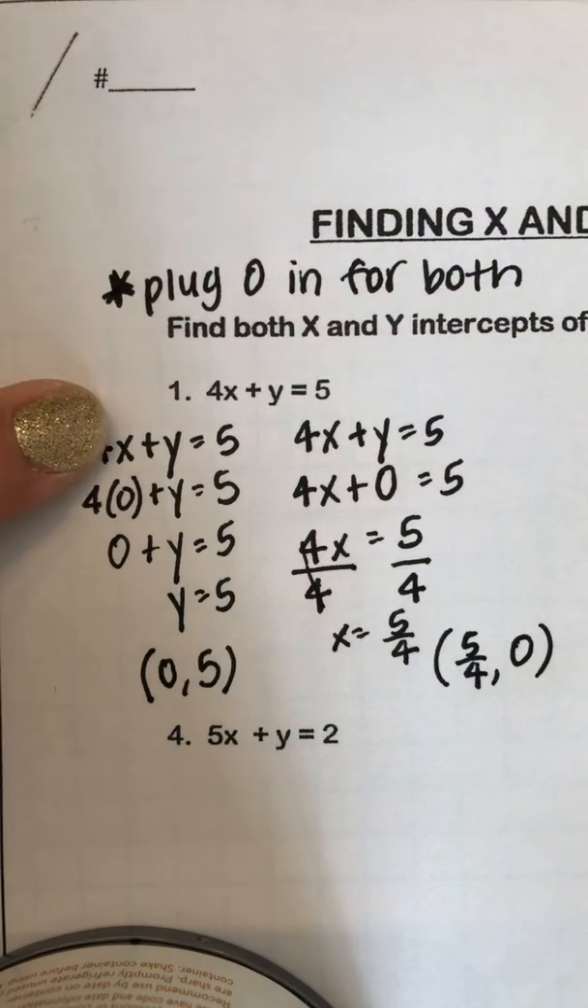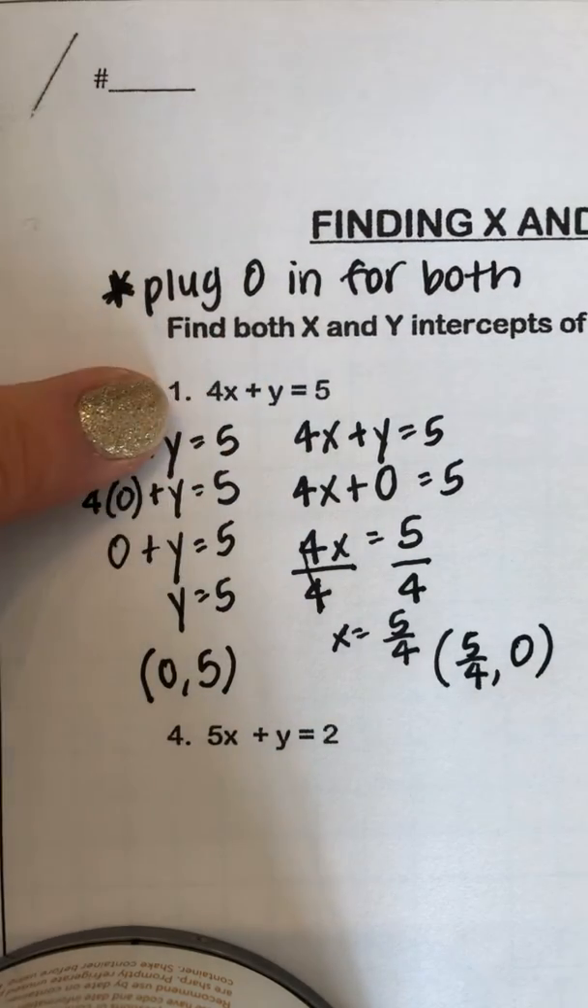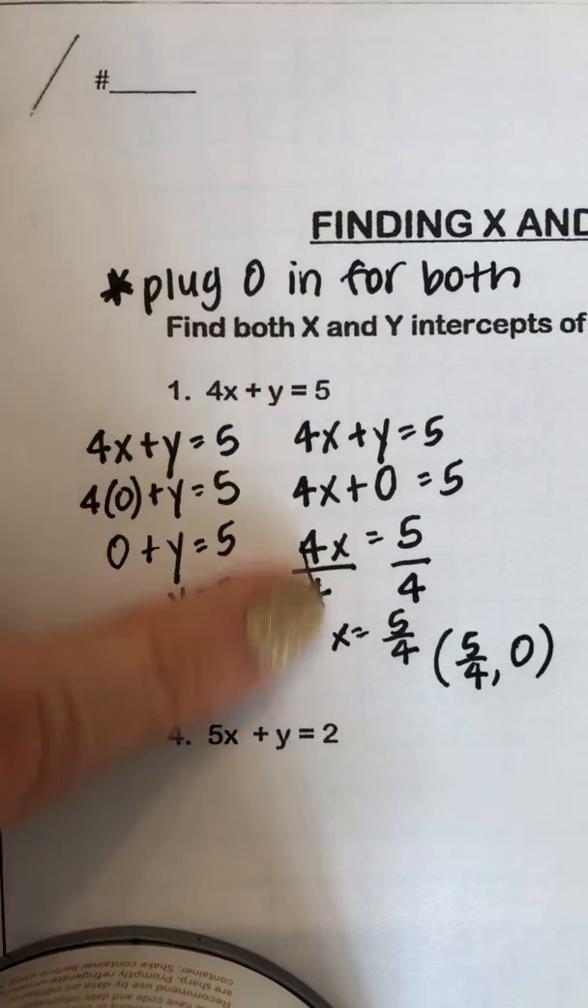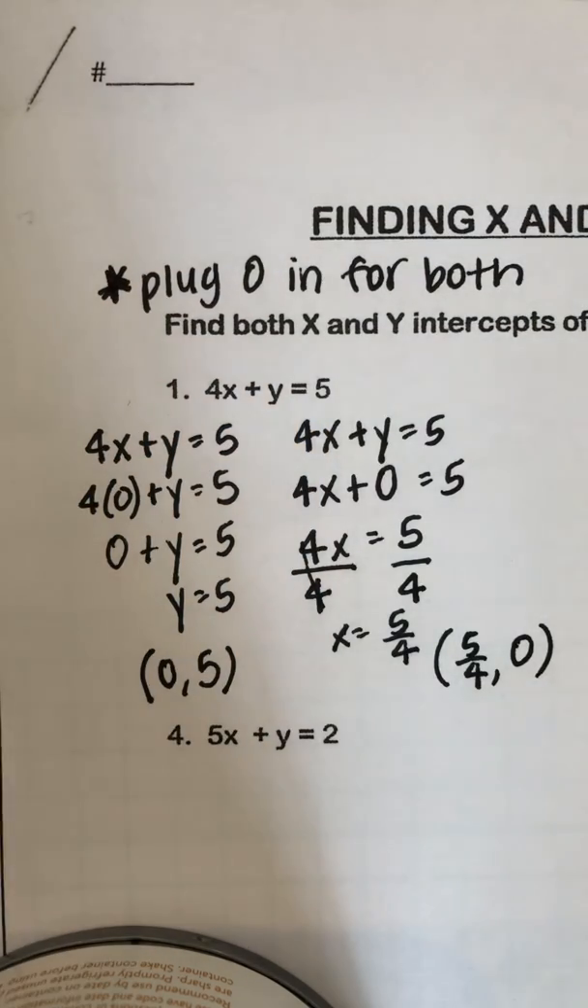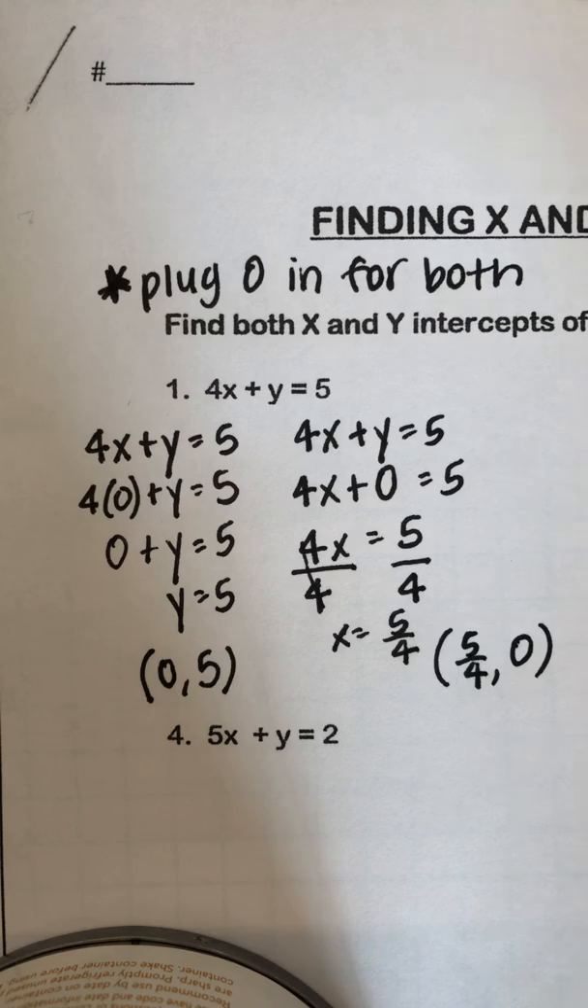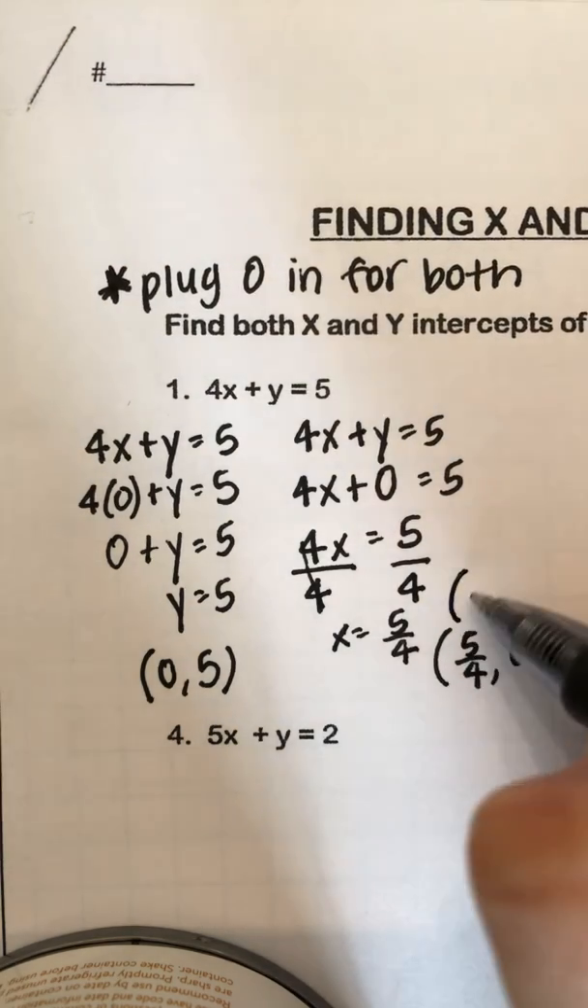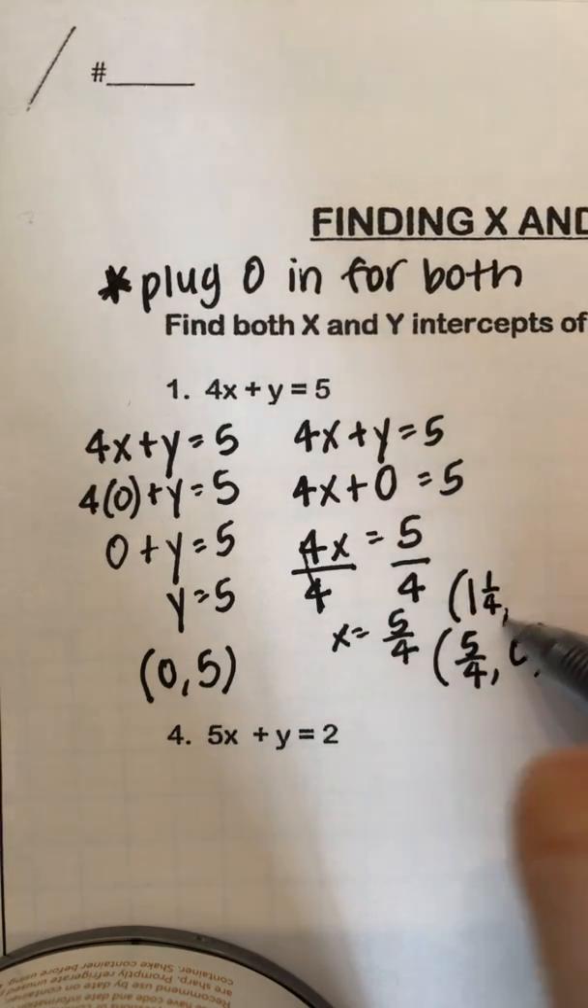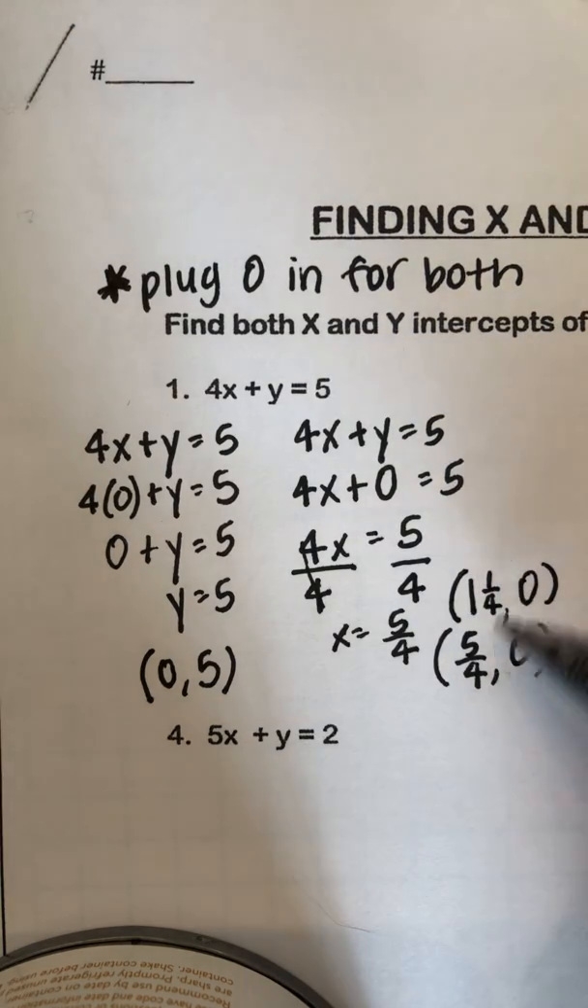You'll do the equation twice. So you'll see I have one column solving for y and one column solving for x. You plug in 0 for the opposite letter, and it should give you your final answer. Now if you change 5/4, it would be 1 and 1/4. So if you want to put 1 and 1/4, 0, that'd be fine if you want to change it to a mixed number instead of an improper fraction.